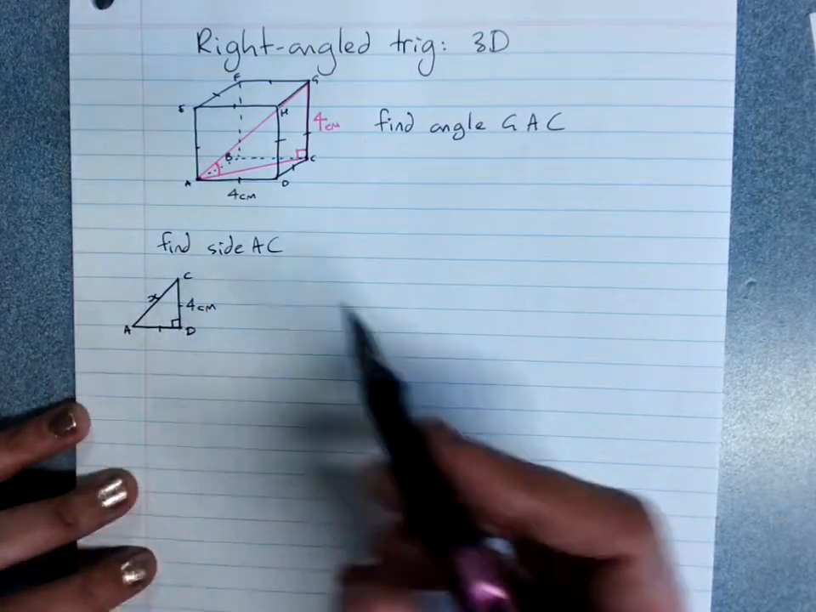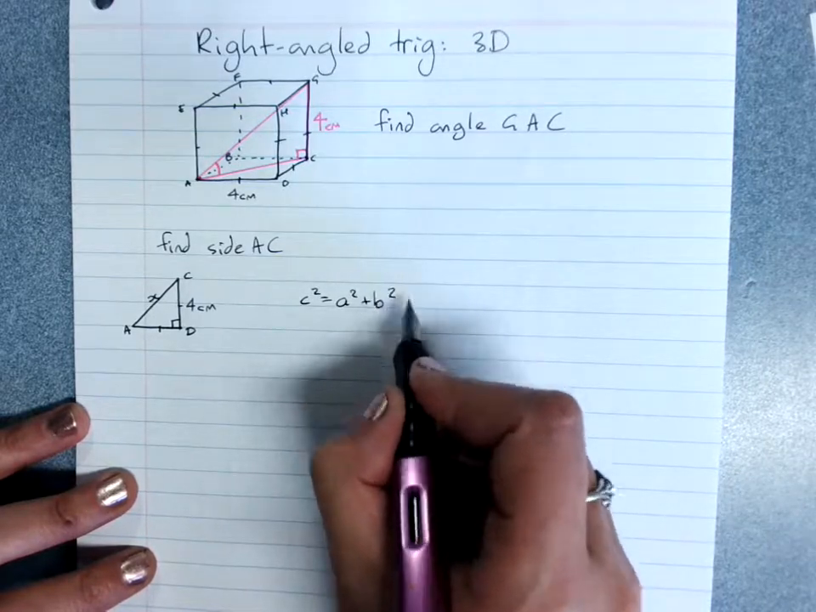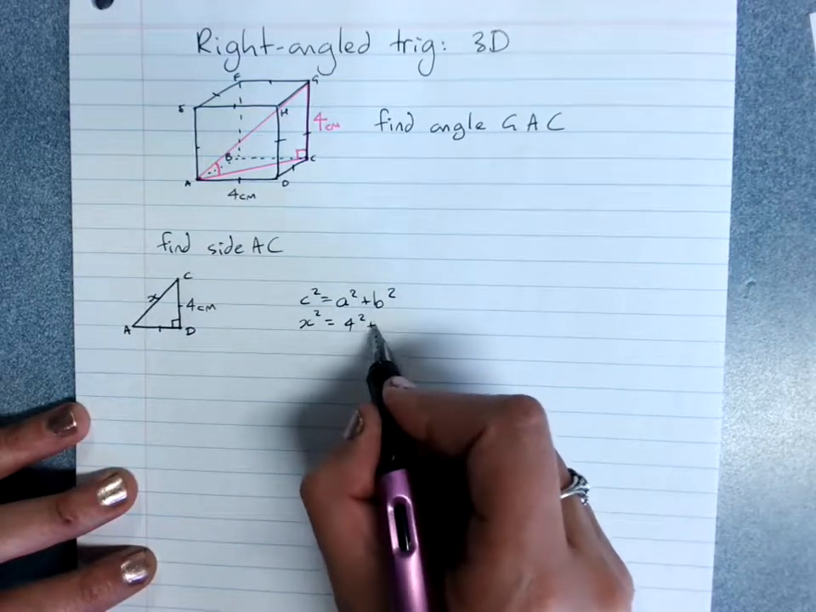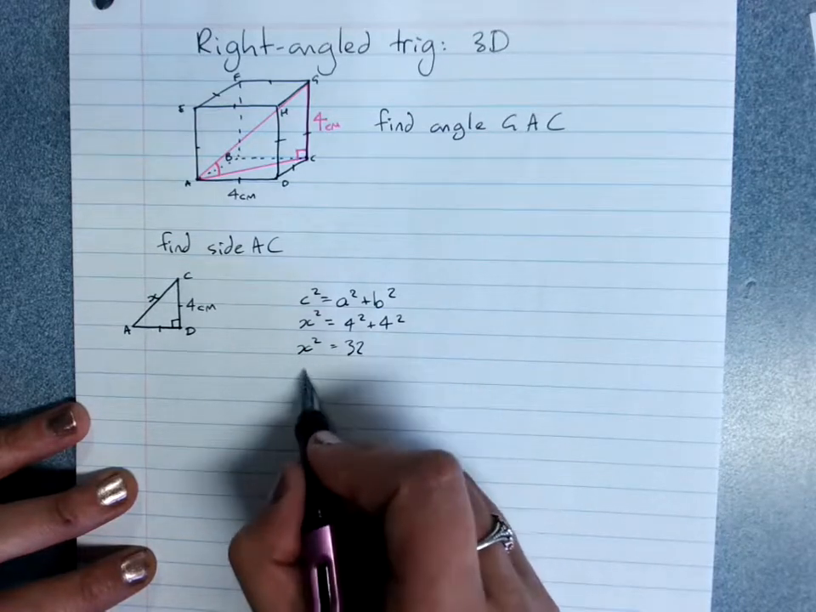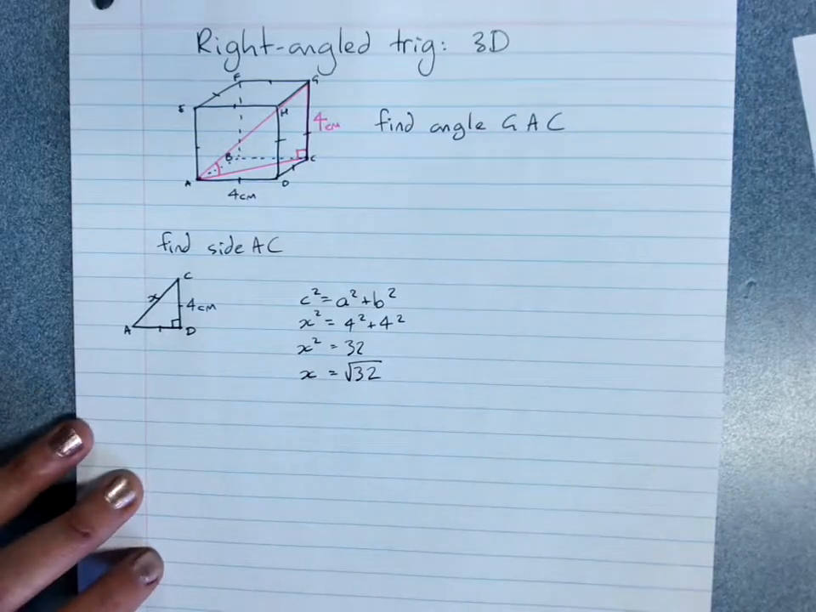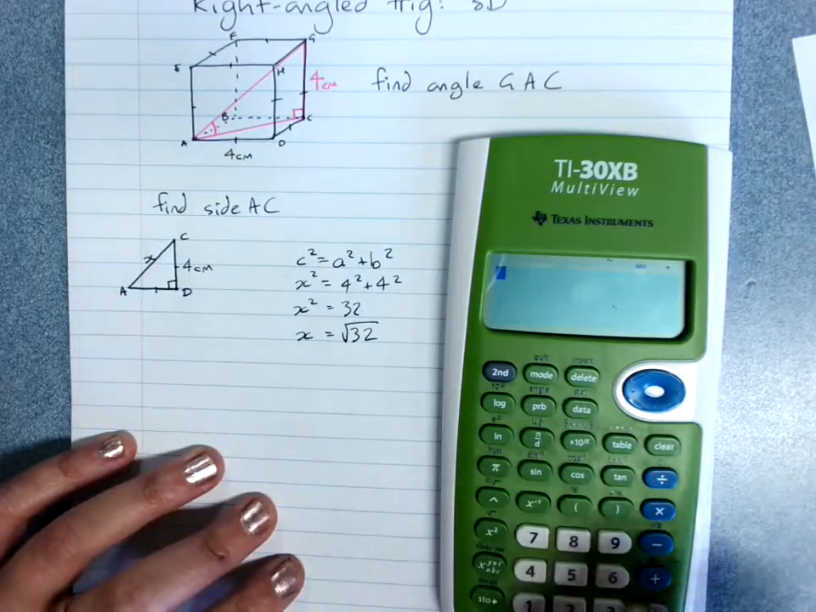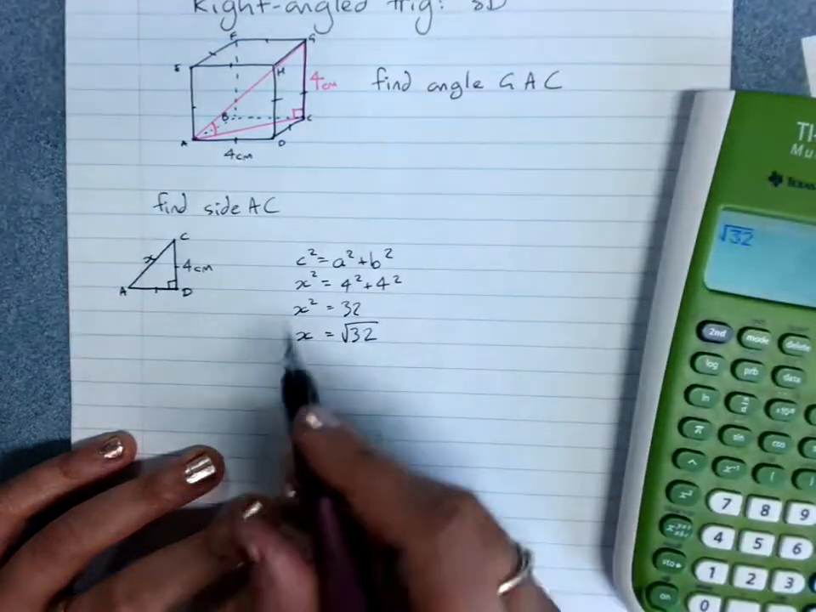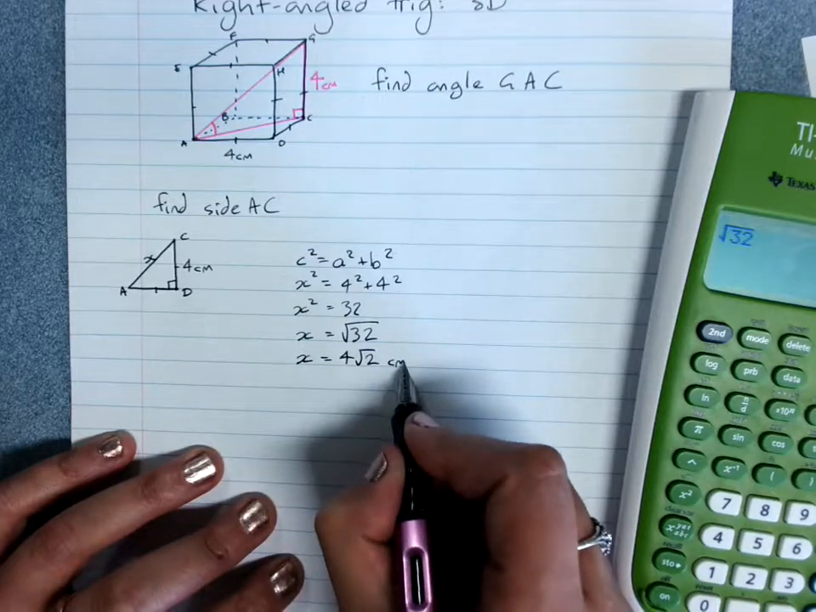I've got 2 sides, it means I'm using Pythagoras. C squared equals A squared plus B squared. I'm calling this X, so that's X squared equals 4 squared plus 4 squared. 16 plus 16, X squared is 32. X is the square root of 32. Now, that is an exact answer, and it's possible that we can simplify that surd, square root of 32, four root 2. X is 4 root 2 centimetres.